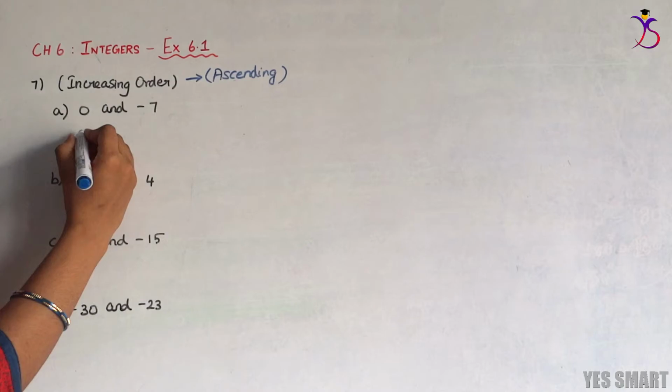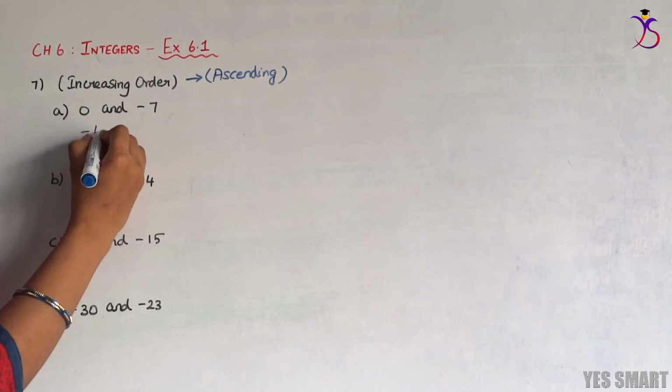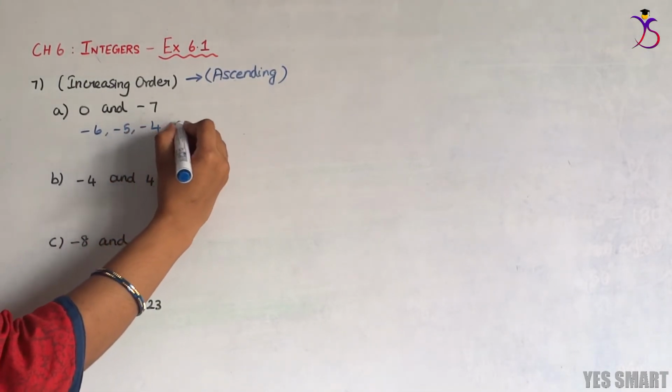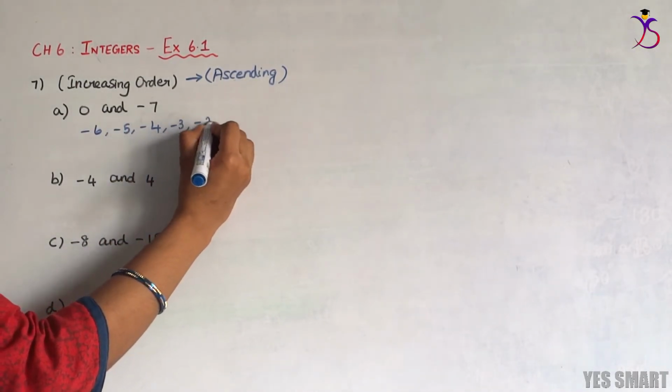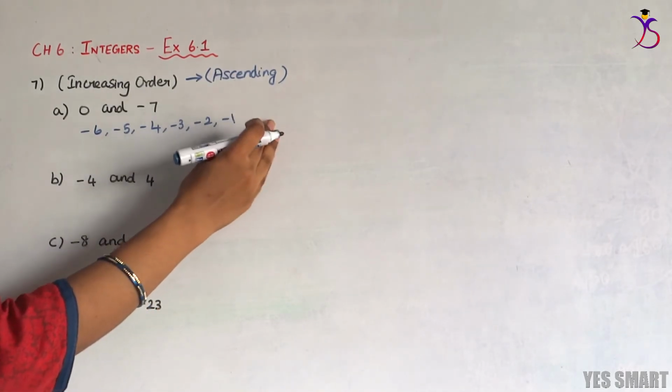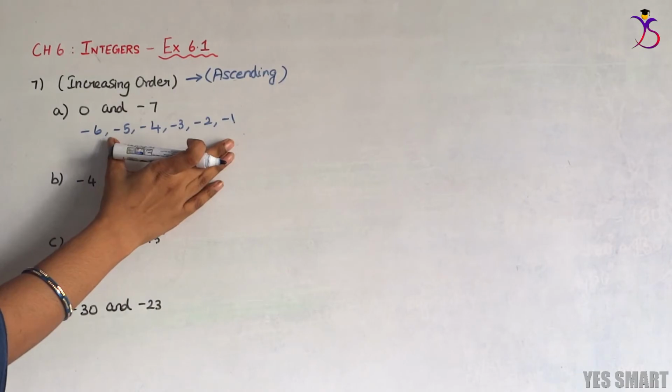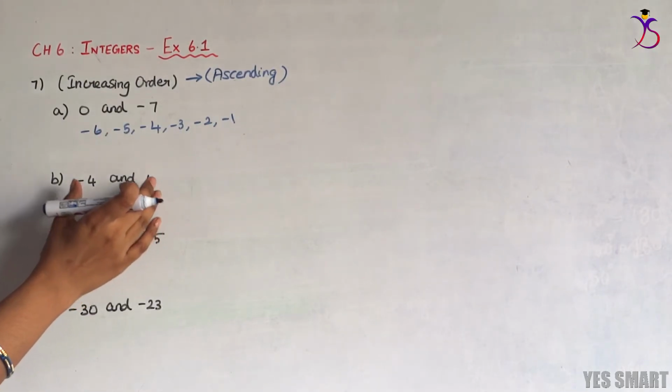Therefore, 0 and minus 7. Minus 7 is in the left hand side. Therefore, I am starting with minus 7. The next number to minus 7 is minus 6, minus 5, minus 4, minus 3, minus 2, minus 1, then comes 0. So I have just traveled from minus 7 to 0 in the right hand direction, which gives us the integers between 0 and minus 7 in an increasing order.